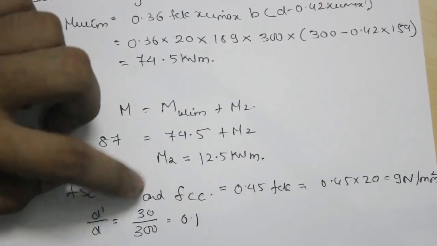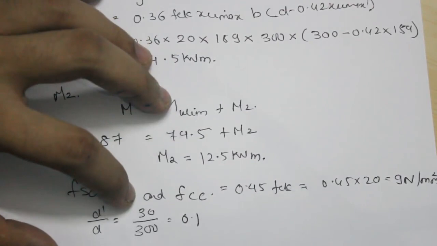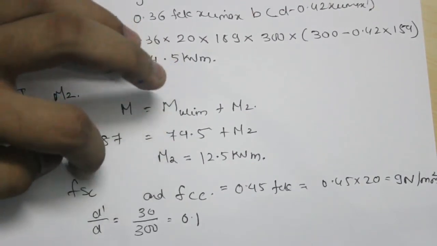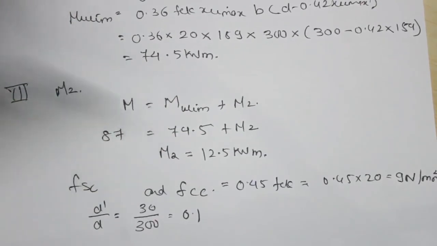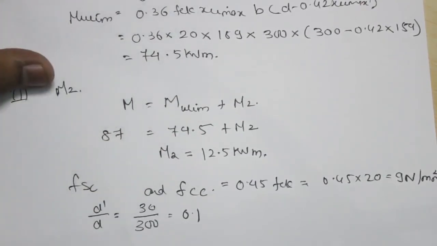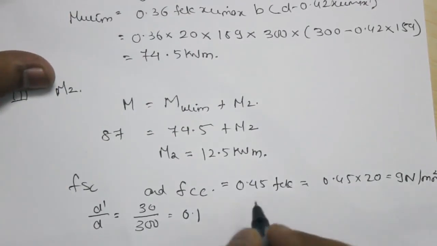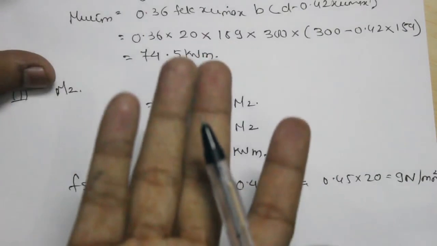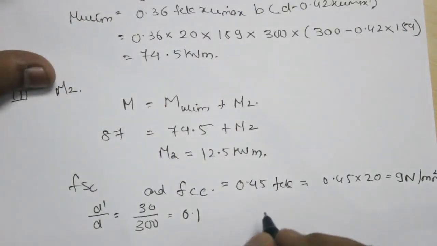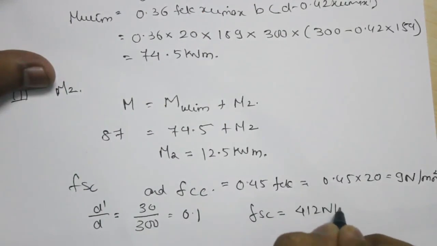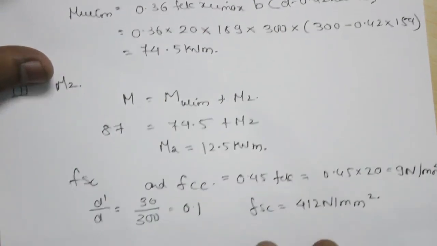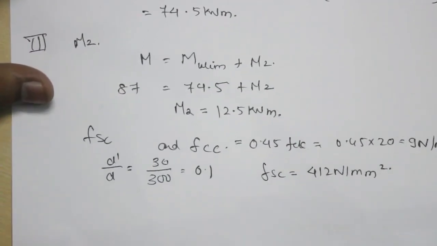Once you get this ratio, you can calculate the value of FSC for a particular grade of concrete by using the table. The table I'll show you somewhere here on the top. So by interpolating, you can calculate the value of FSC. For my case, for this grade of concrete and this D dash by D ratio, the FSC value is 412 Newton per mm square. So once you get this, we have to first find out the AST2.